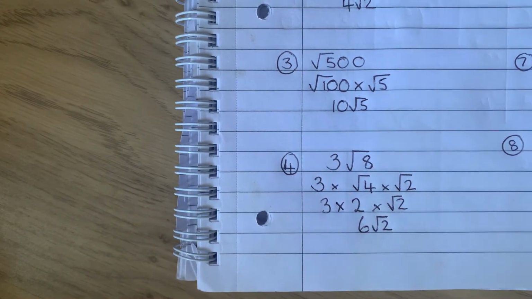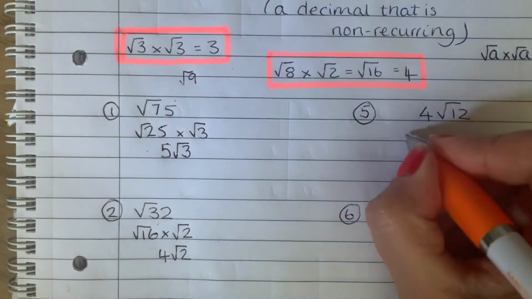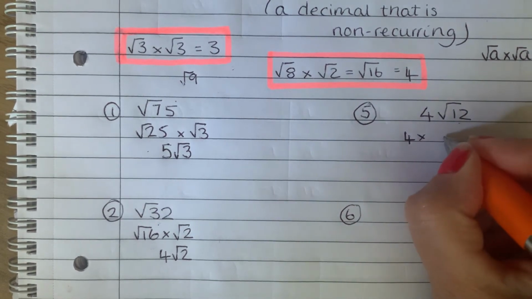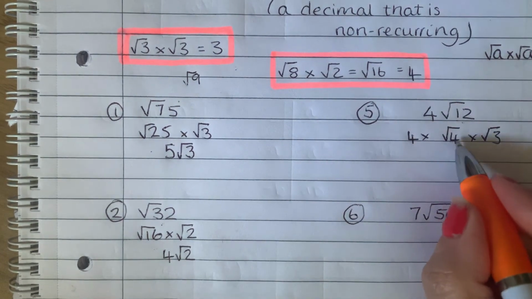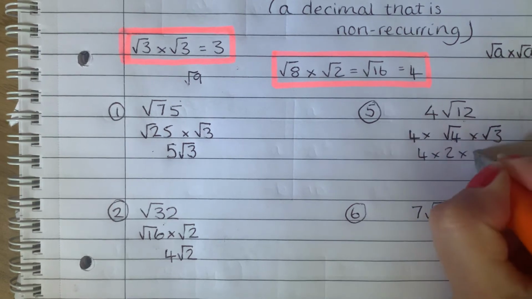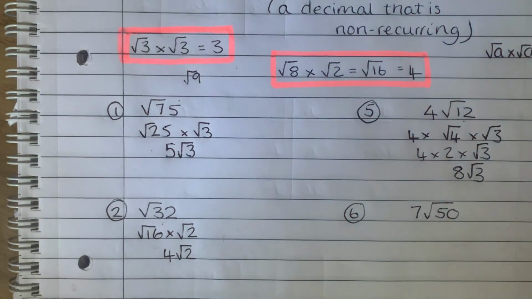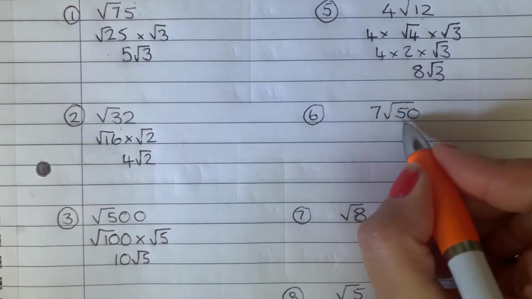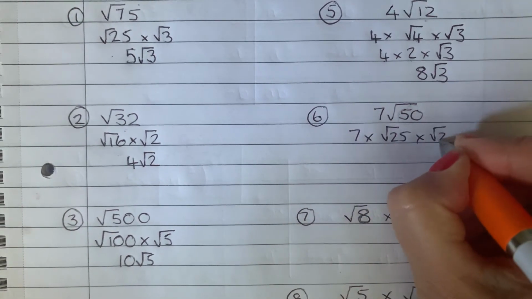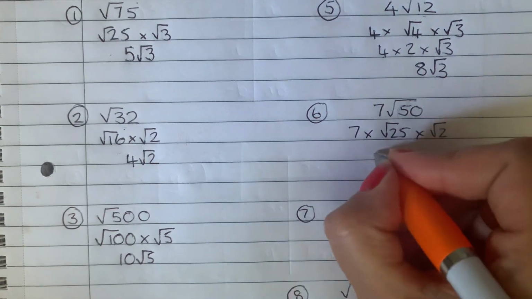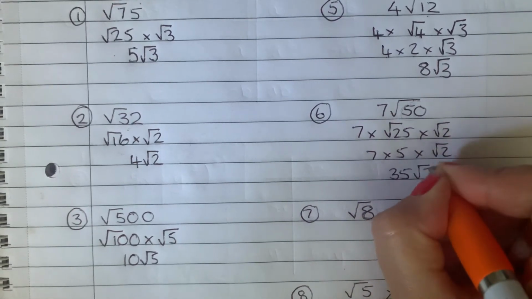I've got another one like that. So 4 root 12. I need to simplify that root 12 first. The biggest square number I've got there is 4. Now I know that's 2, so 4 times 2 times root 3. Simplify that, 4 times 2 is 8, 8 root 3. Then 25 is the biggest square number there, so 7 times root 25 times root 2. Root 25 is 5, so that's going to be 35 root 2.